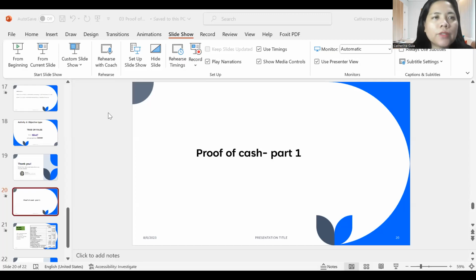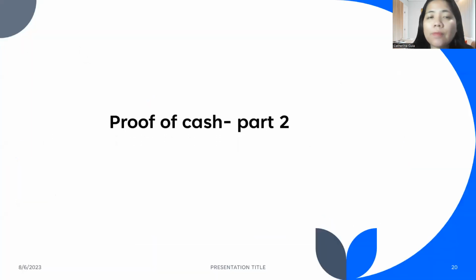Good day, everyone. Let's continue our discussion on proof of cash. So this is proof of cash part 2. Okay, let me correct this one. This is proof of cash part 2, wherein we'll have a sample problem.